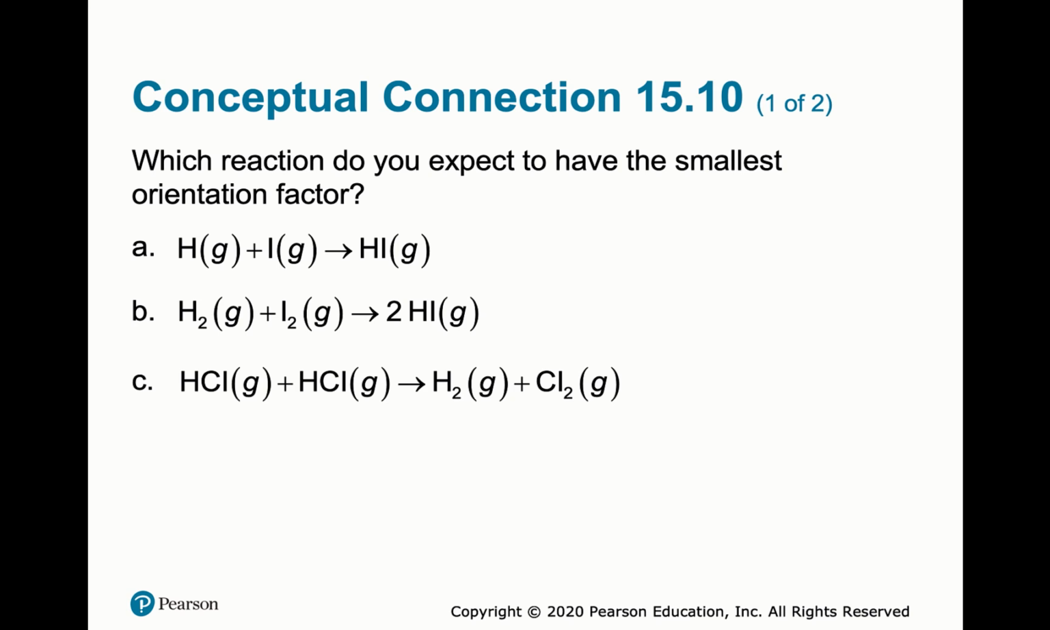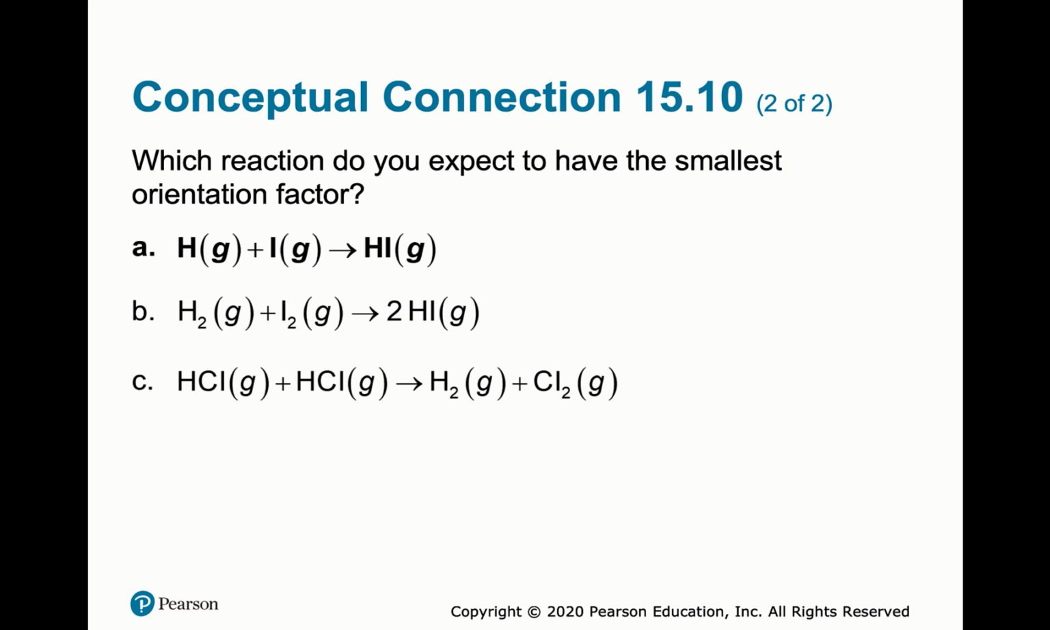So which reaction do you expect to have the smallest orientation factor? This is the one that has to have the collisions be the most specific, and well, it's at least specific. So it's the smallest orientation factor. These are atoms, so these are real easy to orient to each other. So it's not going to matter really which side of the sphere you hit them on.